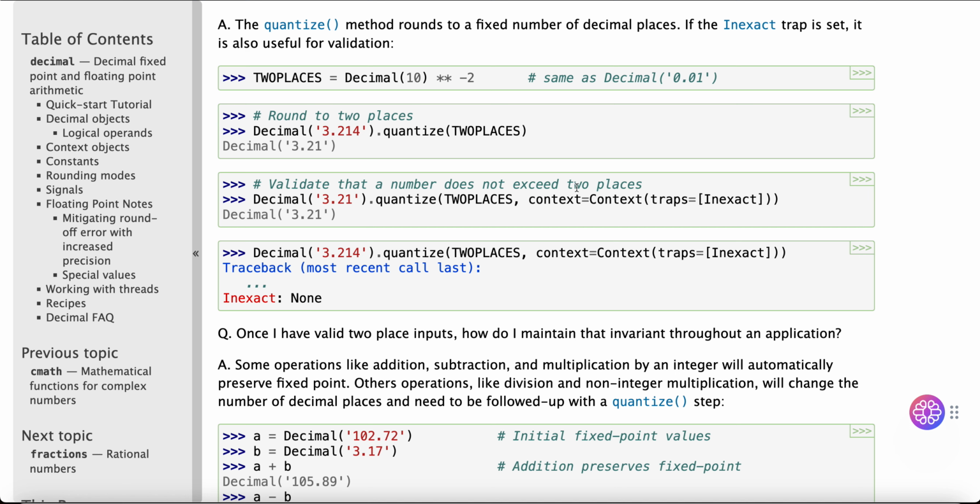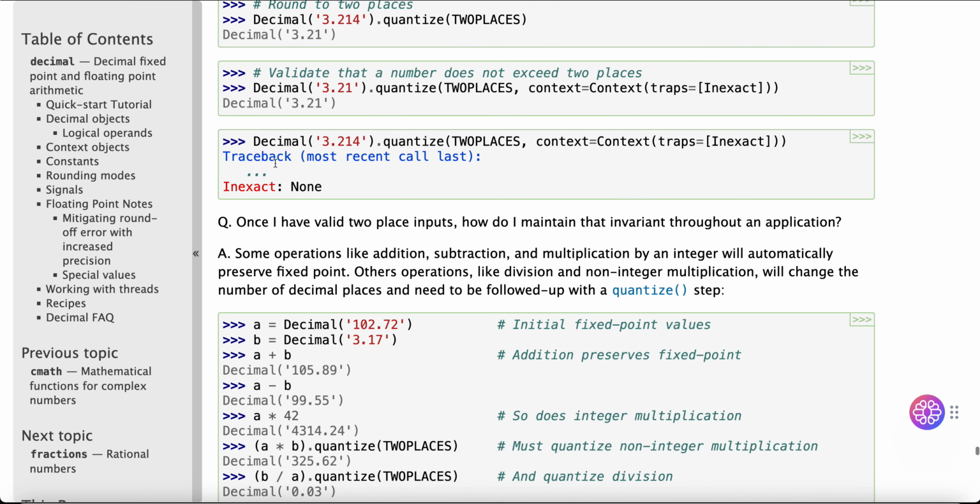Validate that a number does not exceed two places: Decimal('3.21').quantize(TWOPLACES), with context.traps[Inexact] = True.